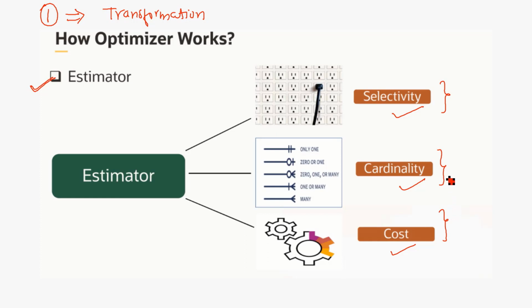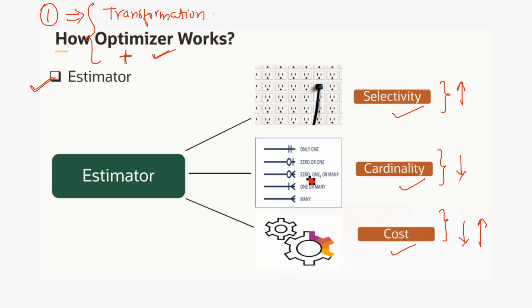So at the end, the cost should be minimum. Some queries have a higher cost, a low cardinality, or a high selectivity. So it depends on selectivity, cardinality and cost. N number of plans will be generated and the best plan will be selected at the end by the optimizer itself, once transformations and estimation are done by the optimizer.